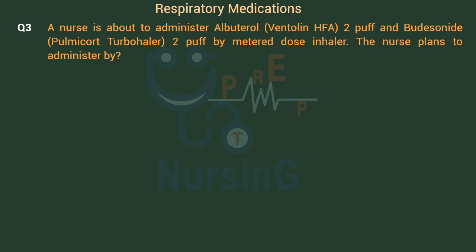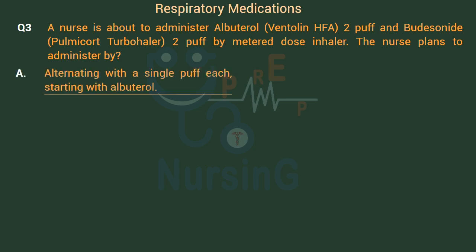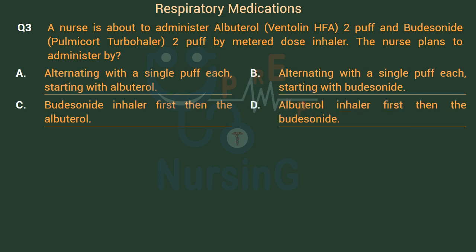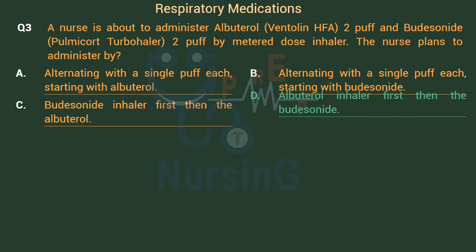A nurse is about to administer Albuterol, Ventolin HFA, 2 puffs, and Budesonide, Pulmicort Turbohaler, 2 puffs by metered dose inhaler. The nurse plans to administer by: Option A. Alternating with a single puff each, starting with Albuterol. Option B. Alternating with a single puff each, starting with Budesonide. Option C. Budesonide inhaler first then the Albuterol. Option D. Albuterol inhaler first then the Budesonide. Right answer is Option D.